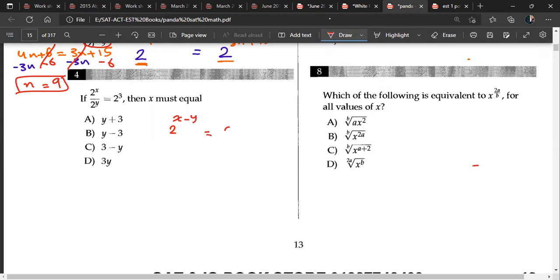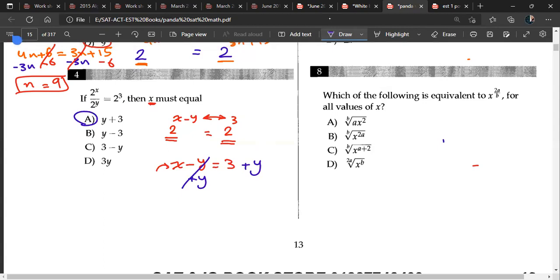equals 2 power 3. Now we have the same base, so equal powers. So x minus y equals 3. He asks, then x must equal, so you solve for x. You add y to both sides, plus y cancels. So x equals 3 plus y, or y plus 3, whatever. The answer is 8. Any question?